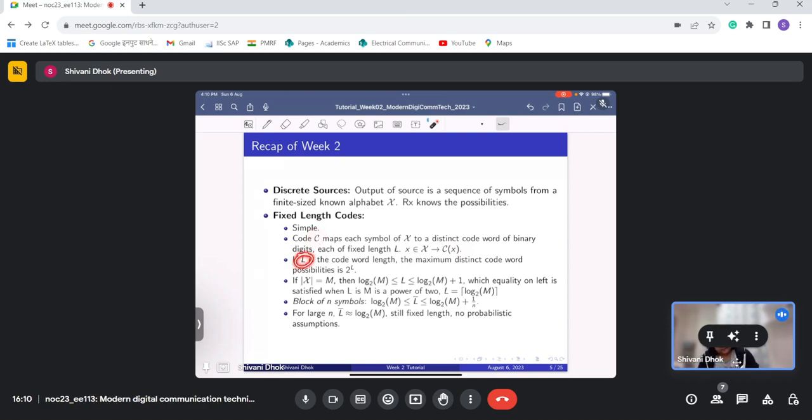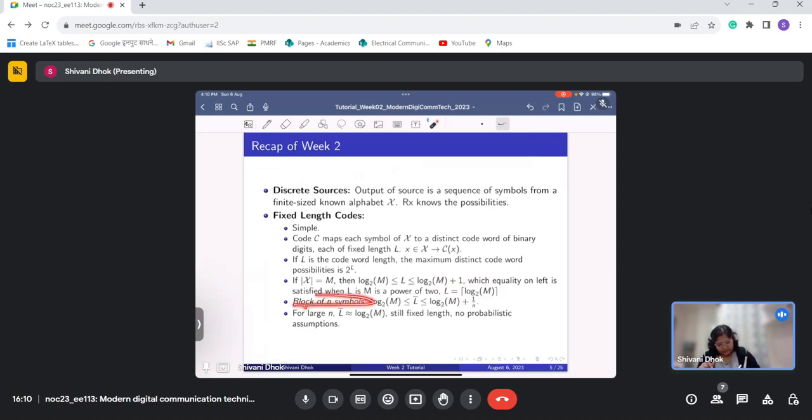Now, if L is the length of the code word, say I am representing it with two bits, each bit can take two values, which means I'll have 2 to the power L distinct possibilities that I can assign. Another way to look at it is, if I have M symbols in that alphabet, then I need to take L, the number of bits, as the ceiling of log M to the base 2.